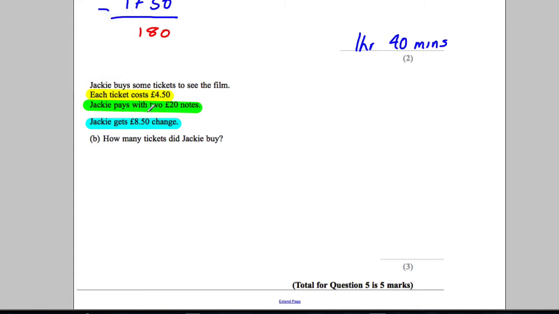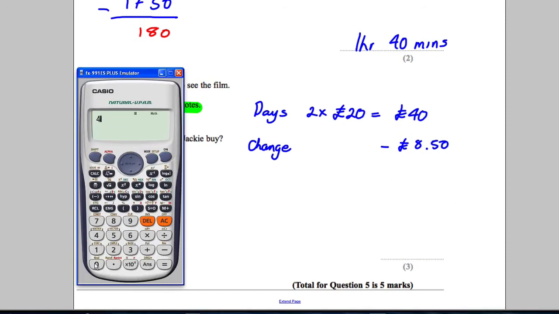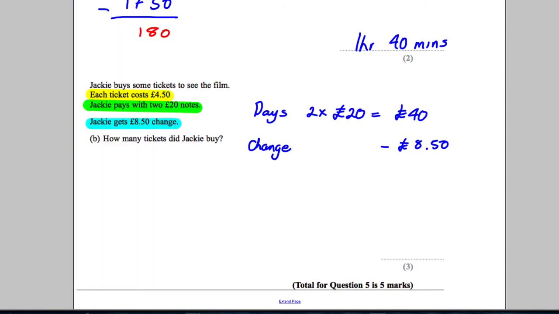So, how much does Jackie pay with? She pays with two £20 notes. So she pays 2 multiplied by £20, which is equal to £40. Okay? And her change is £8.50. So she gets £8.50 back from the person. So we could work out how much she actually spent by doing how much she gave, subtract her change. So we could say 40 subtract £8.50 is going to be equal to £31.50.